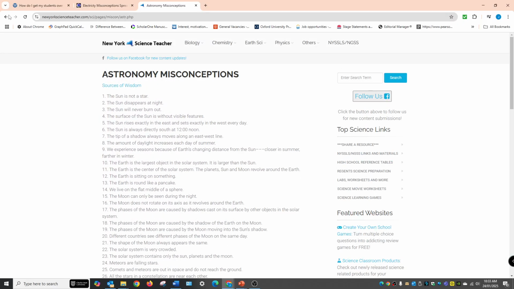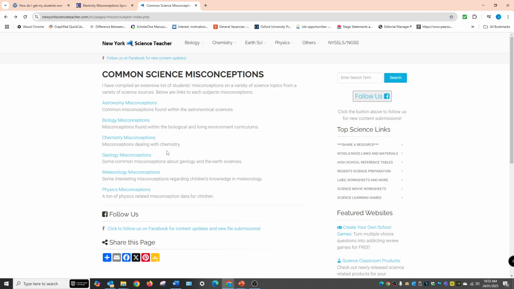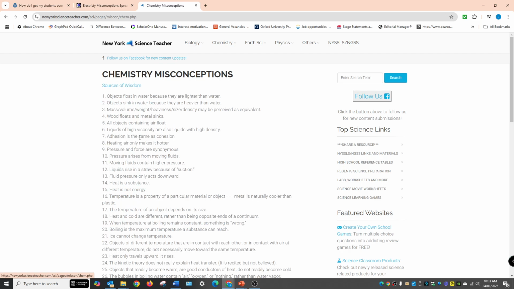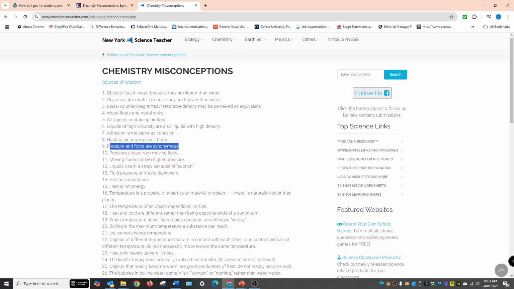So check those out. I think this is really helpful because it's not written in dense academic jargon, and I do apologise, I tend towards that. It is my job. But there's lots of really interesting alternative conceptions here. Heating air only makes it hotter. Pressure and force are synonyms. Lots of language stuff as well.